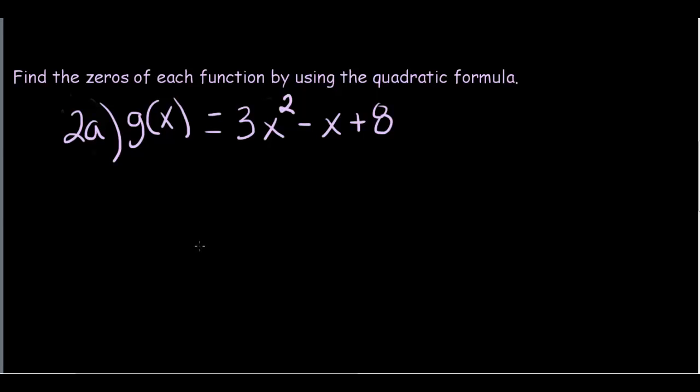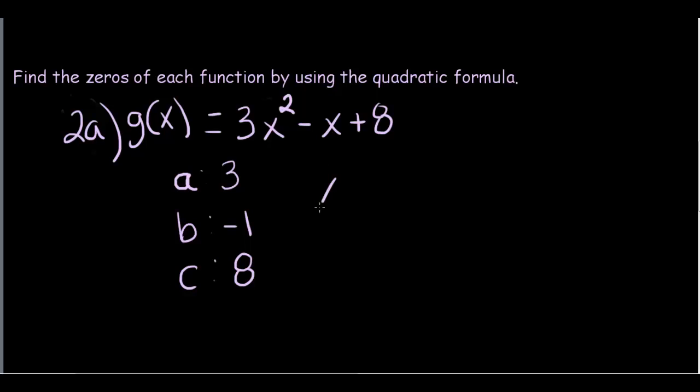Sometimes the answer to the quadratic equation is not a real number solution. Sometimes it is an imaginary number. For example, we're going to find the zeros of g of x equals 3x squared minus x plus 8. Again, we are going to identify the quadratic coefficient, the linear coefficient, and the constant. So the quadratic coefficient a is 3, the linear coefficient b is -1, and the constant is 8.